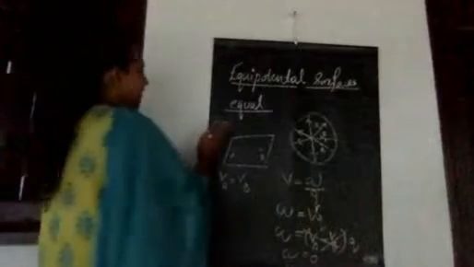And the second property of an equipotential surface is that the direction of the electric field is always normal to the given equipotential surface. That is, suppose you are considering a spherical conductor itself.